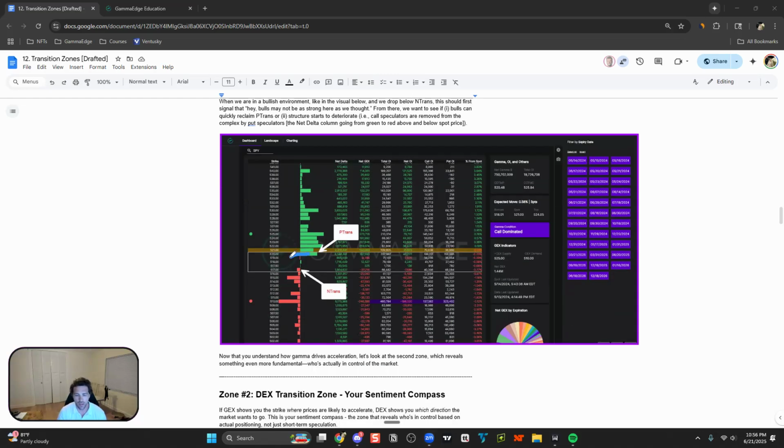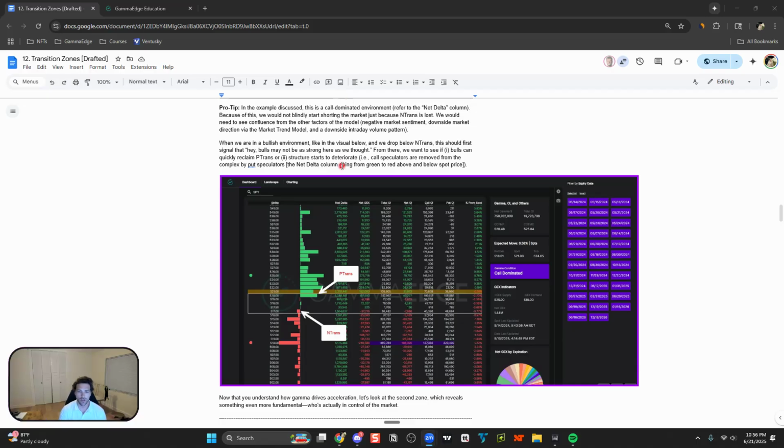And so when we're in the middle of this transition zone, it's very clear looking at what we call the gamma bars, which are this right here. We can see they're very indecisive back and forth, relatively small compared to what the gamma profile looks like once we shoot out of that transition zone.